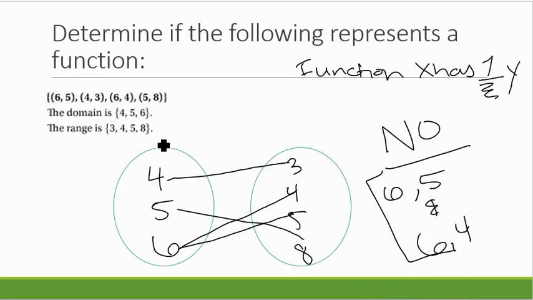This is called a map, and this is how you would use a map. So if you have more than one line coming out of your domain to a range, it is not a function.